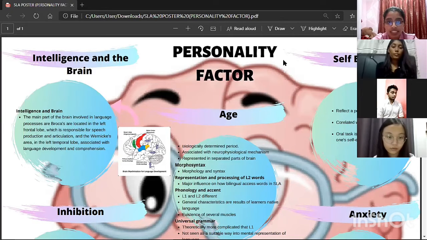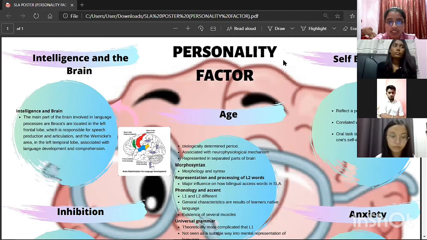So moving on to morphosyntax. Morphosyntax explains the relationship between morphology and also syntax. Morphology means the study of structure and syntax means the arrangement of words and phrases to form complete sentences. A major source of difficulty for non-native adult language learners is morphosyntax, where they find it difficult to put it together compared to their first language. For representation and processing of second language words, age of second language acquisition has a major influence on how bilinguals represent and access words in their second language.